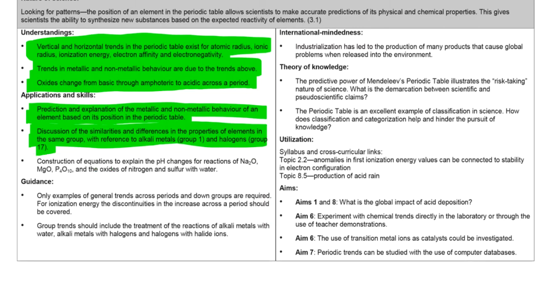Construction of equations to explain pH changes for reactions of these oxides and oxides of nitrogen and sulfur with water. Okay, so remember how we said earlier that along a period you go from basic to amphoteric to acidic when it comes to oxides. Well, sodium oxide, magnesium oxide, and phosphorus oxide, I'm not sure what that's called exactly, and nitrogen oxides and sulfur oxides.